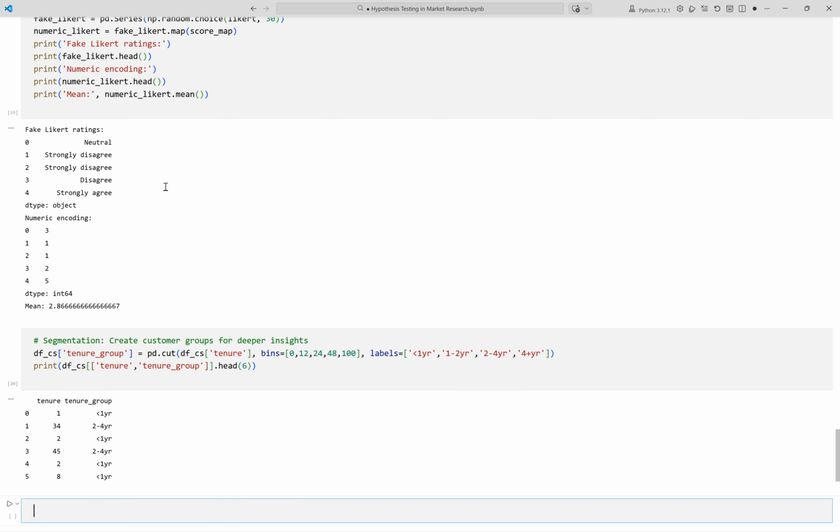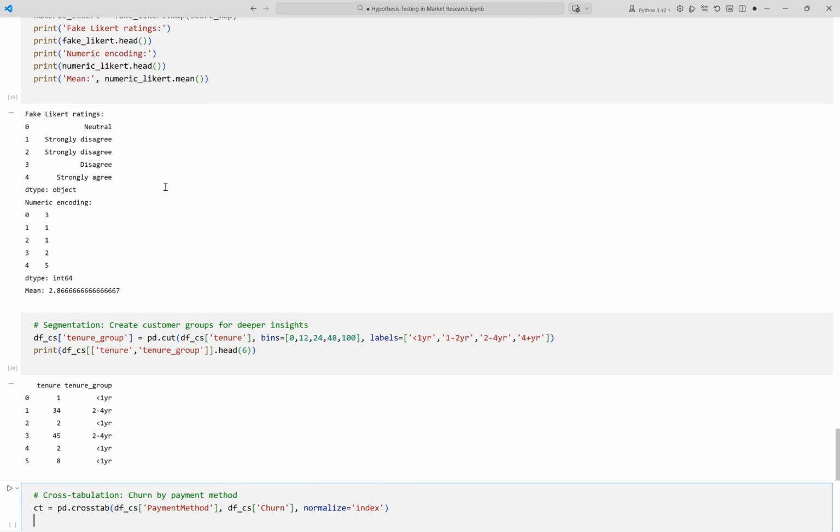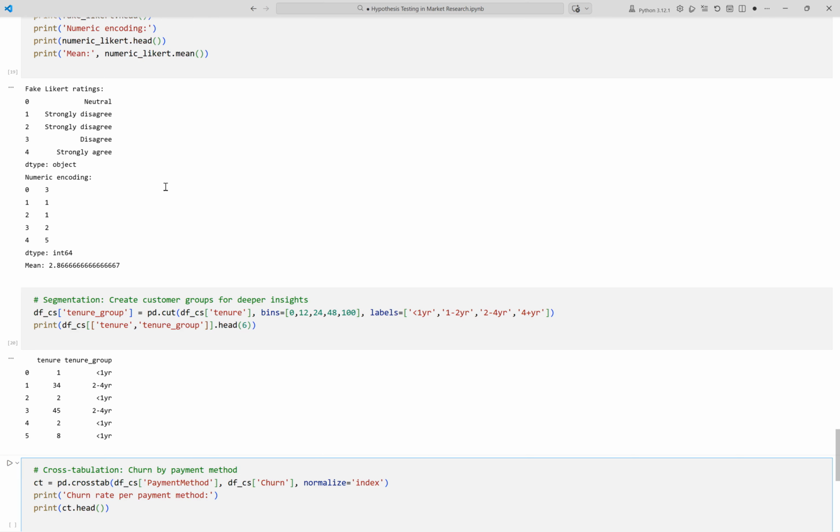Crosstabulation summarizes key relationships for managers and non-technical readers. We use Crosstab to compare churn rates against payment method. We print out the churn rate for each payment type so trends are easy to spot. The top of the table shows whether any payment method is associated with higher churn.